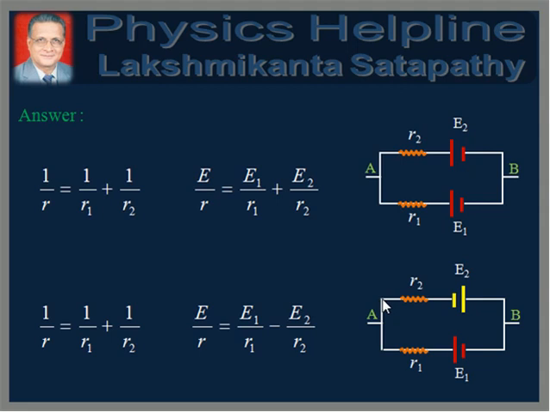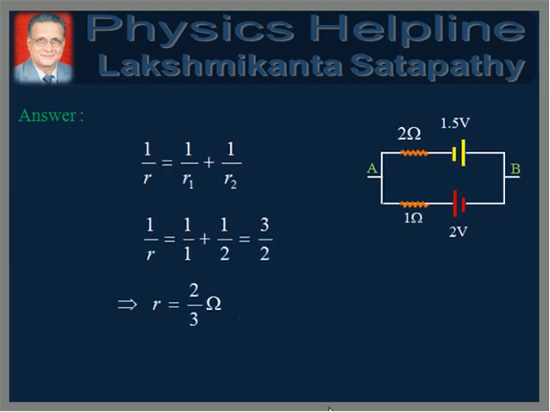In the case given to us, we see that the polarity of E2 is opposite to that of E1. The value of E1 is greater than E2. Therefore, E1 is taken as positive and E2 is taken as negative. But internal resistances are always positive. Therefore, this equation remains valid: 1 by R is equal to 1 by R1 plus 1 by R2. But E by R becomes equal to E1 by R1 minus E2 by R2.